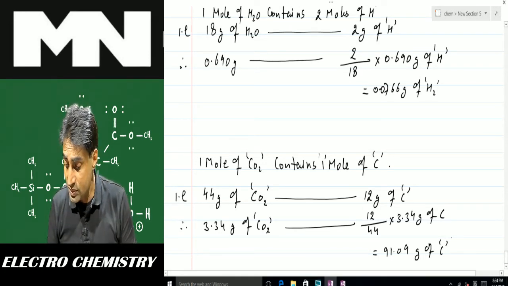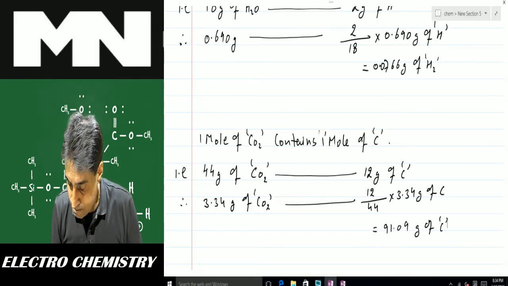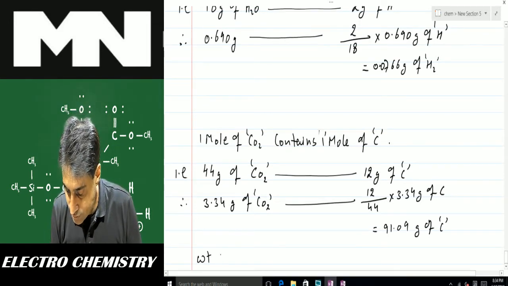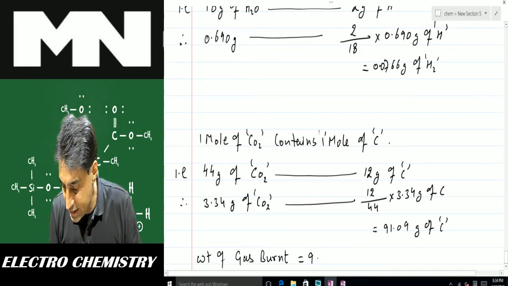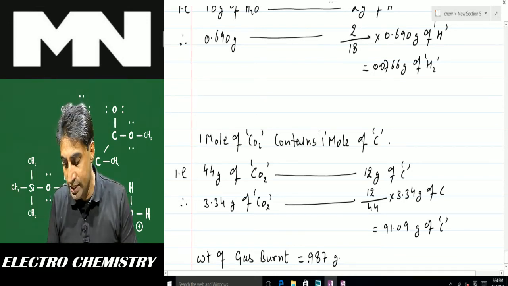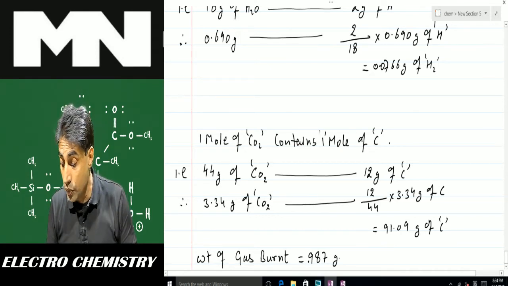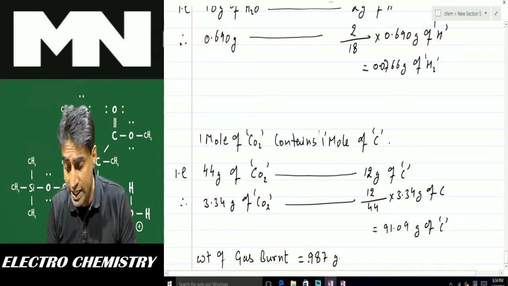That comes out to be 0.98. So the weight of gas burnt is 0.9875 grams. Because that gas is made up of carbon and hydrogen only, the carbon in that is 0.9109 grams, and the hydrogen in that is 0.0766 grams. Now we have to calculate percent.